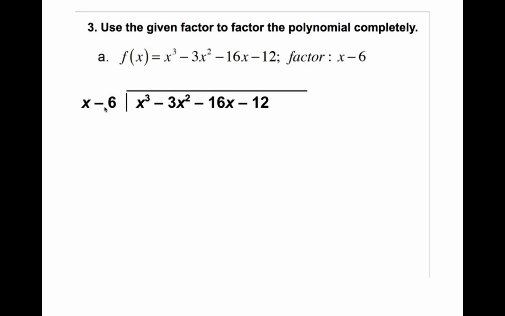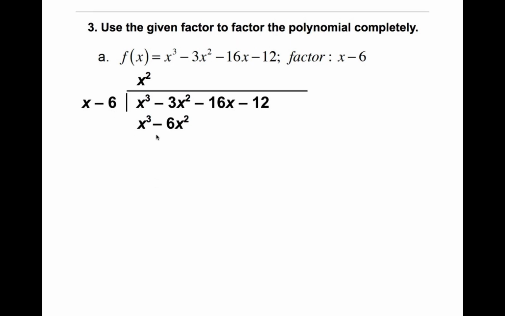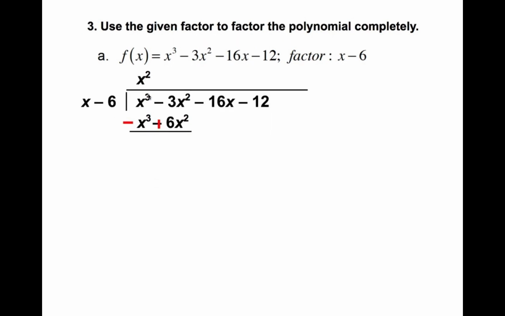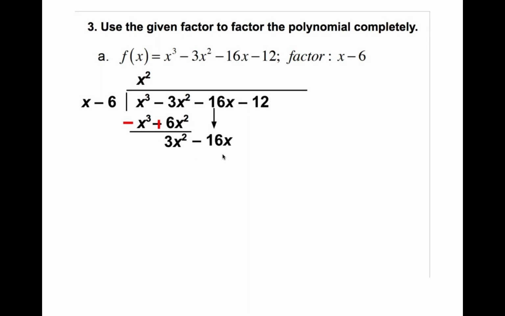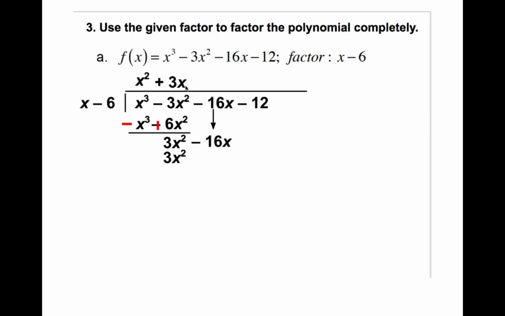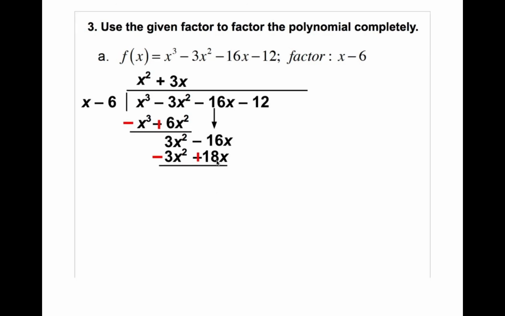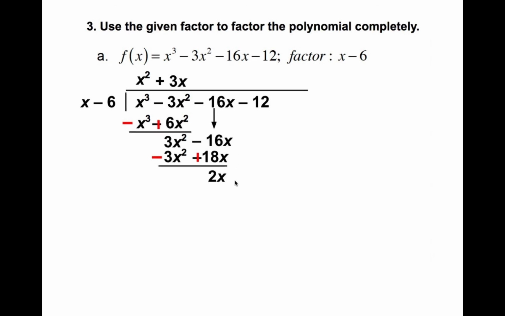So using this factor, I'm going to look at first term, first term. So x times x squared would give x cubed. Now we multiply x squared times x is x cubed, and x squared times negative 6. Subtract the whole row, changing both signs. The x cubes cancel. I'm going to get a positive 3x squared. Drop the next term. First term, x times what is 3x squared? That'd be 3x. Then we multiply x times 3x is 3x squared. Negative 6 times 3x is a negative 18x. Subtract the whole row, changing both signs. The x squareds cancel. I'm left with 2x.